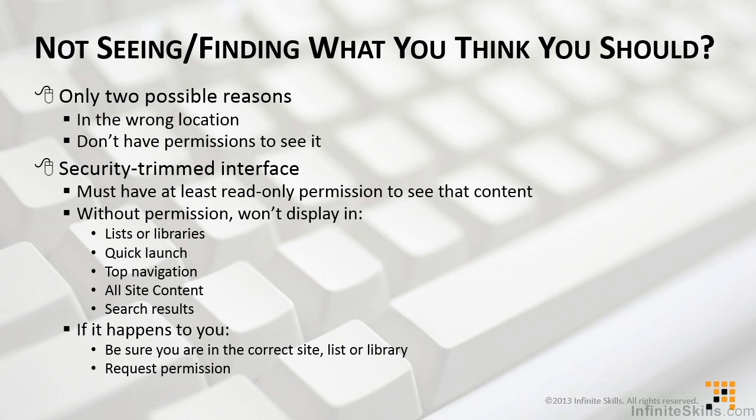Now I know you think you're going to try to get around it, but these items are hidden in the list or library itself, the quick launch navigation, the top navigation, the all site content, and even the results if you try to search for the content. So trust me, you can't find it if you don't have access to it. Now, if you think you should be able to find what you're looking for and you just can't, be sure that you're in the right site, list, or library.